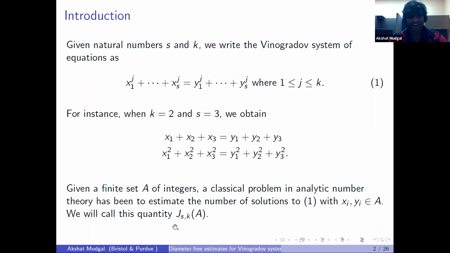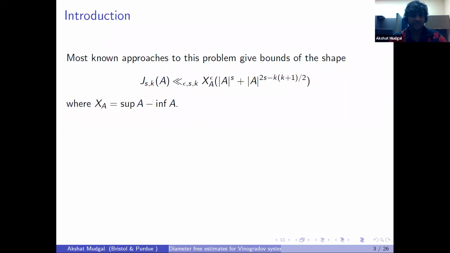Also, because we are in an additive combinatorics seminar, I'll also call this the additive energy, because we can see it's really counting the number of solutions where all the variables lie in a set A. And so a classical problem has been to find estimates for J_{s,k}(A). And recently there's been a lot of progress on that. In fact, 2 very big programs found almost sharp estimates for J_{s,k}(A), which are usually of this form.